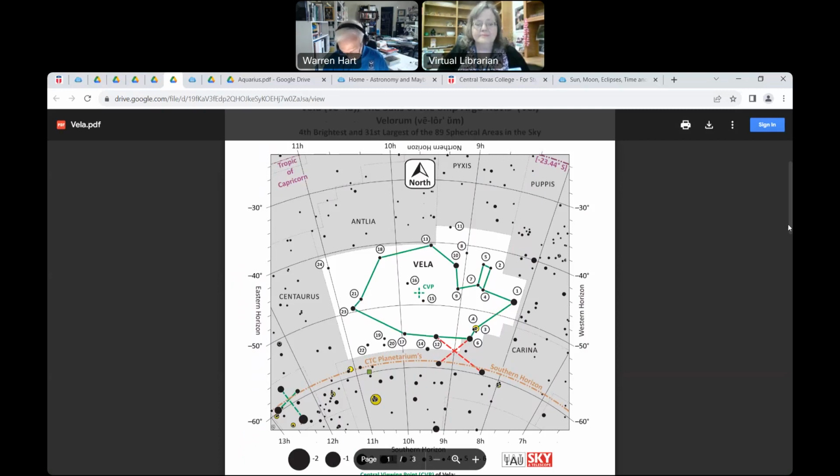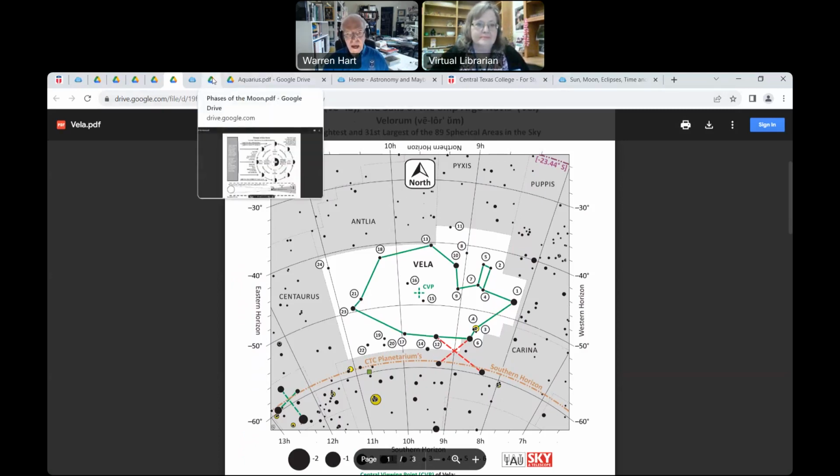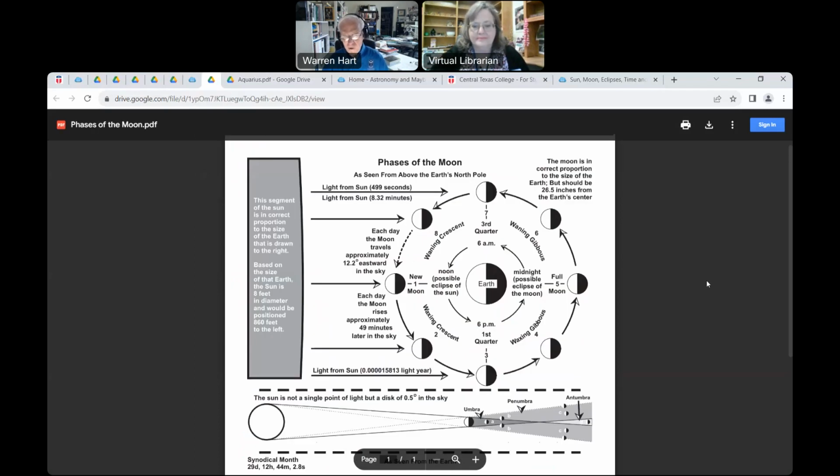So that's our Vela, and then our moon keeps going around, and we're going to go back to the moon. And as you pull that up, you can leave it right there. Right, we were at point number 3, which was the first quarter, going in the counterclockwise direction. We come up to number 5, and that is the full moon, which is the direct opposite of number 1, the new moon.